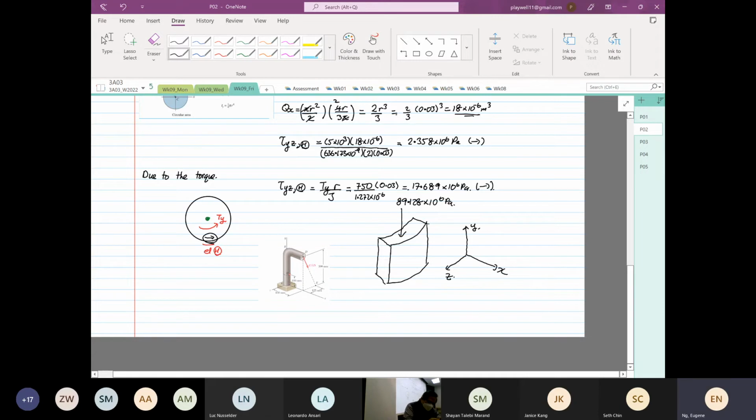Okay. By looking at the shear, the shear is going to go in this direction. Right, the shear will be that direction. And it's equal to 2.358 times 10 to the power 6 plus 17.689 times 10 to the power 6. So this will be equal to 2.358 plus 17.689, which is 20.047 times 10 to the power 6 Pascal. Okay.